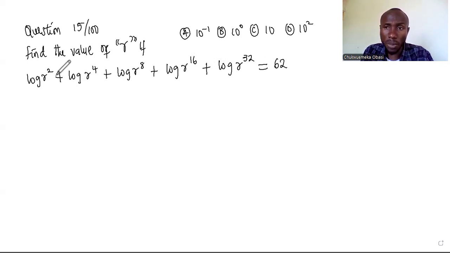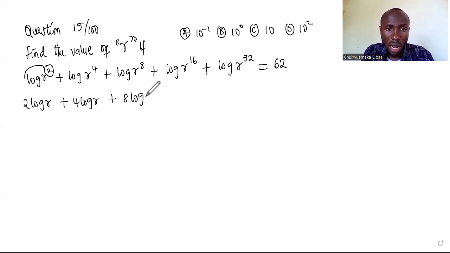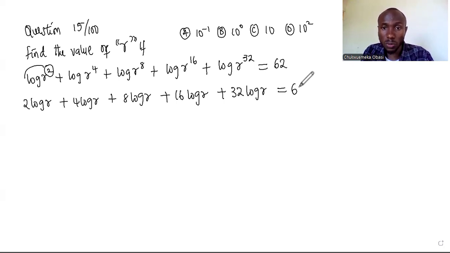So let me just apply the law of logarithm that will take this power behind. So here I have 2 log R, then I have 4 log R, then I have 8 log R, I have 16 log R, and lastly, I have 32 log R, and everything is equal to 62. So what do I do from here? Then I can add them up.